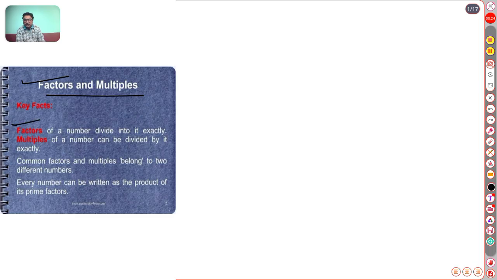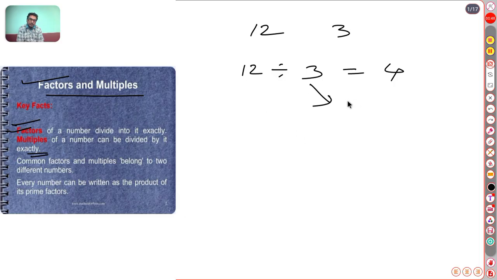Let's see. Factors of a number divide into it exactly, and a multiple of a number can be divided by it exactly. So consider any two numbers, 12 and 3. We know that we can divide 12 by 3, and if we divide we get 4. So we can show that 3 is a factor of 12.